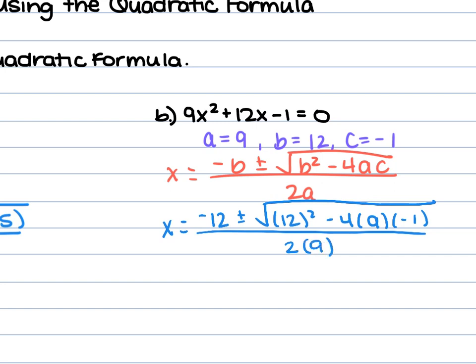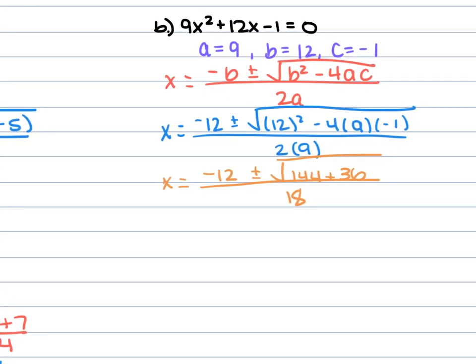So we simplify this. We have x is equal to negative 12 plus or minus the square root of 144 plus, because a negative times a negative is a positive, 4 times 9 is 36, all over 18. From here, we're going to add the 144 and the 36, so we're going to have negative 12 plus or minus the square root of 180 over 18.